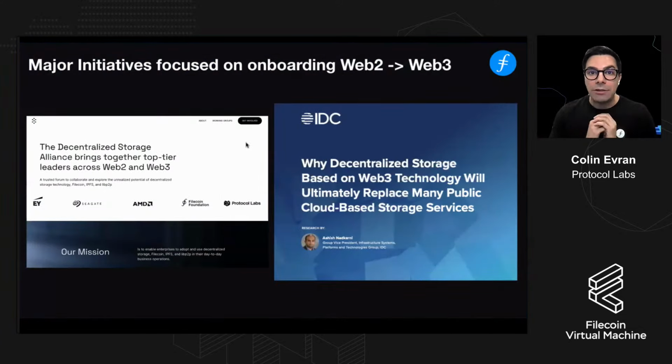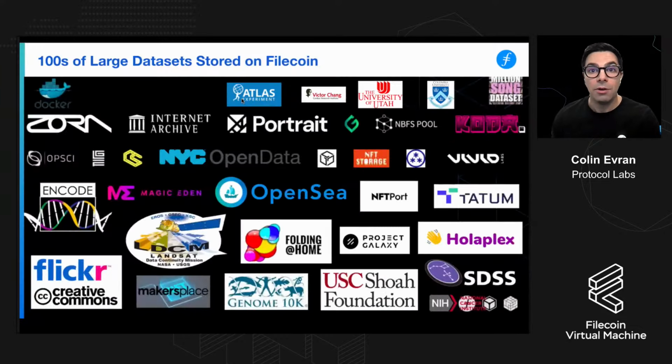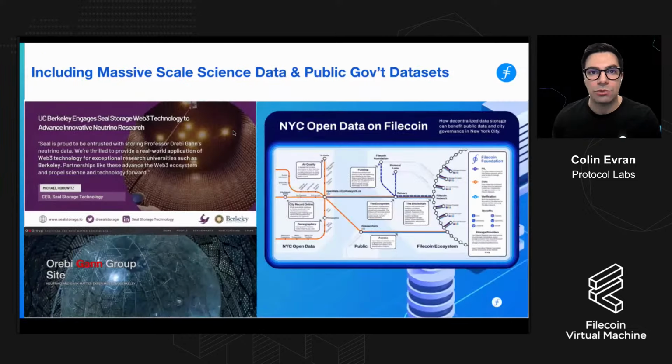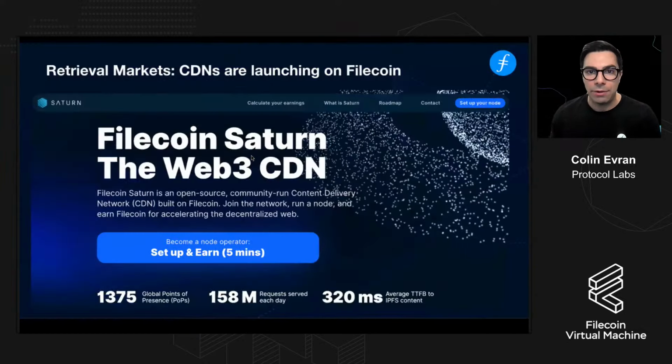We've also seen major Web 2 initiatives start to take note of Filecoin and incorporate it, including the Decentralized Storage Alliance and IDC, which is a major publication in the Web 2 cloud storage space. We've seen hundreds of large data sets be stored onto Filecoin, including massive scale data science and public government data sets, things like UC Berkeley's Neutrino data research and NYC's open data on Filecoin as well. And we've seen Retrieval Markets launch CDNs on top of Filecoin, including Saturn, which is really inching towards the goal of sub-second retrieval on the network.